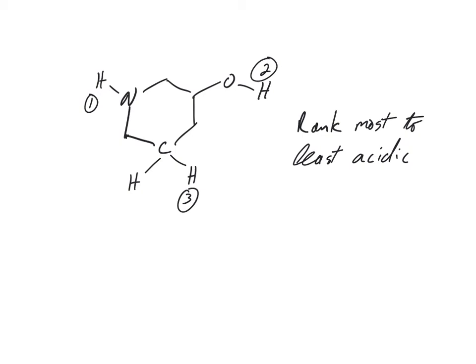So the question's asking us to rank the labeled hydrogens from most acidic to least acidic. So it has an NH, a CH, and an OH. What's in common? They all have hydrogen, right? What's the differences? Nitrogen, carbon, oxygen. What's their relationship to each other on the periodic table?